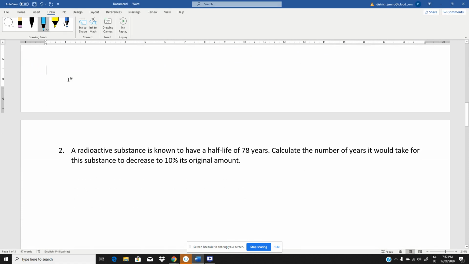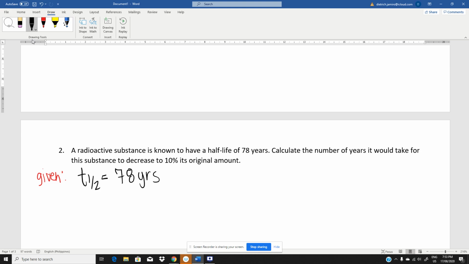For decay in radioactive substances, our second example is: a radioactive substance is known to have a half-life of 78 years. Calculate the number of years it would take for this substance to decrease to 10% of its original amount. So we are given that our half-life is equivalent to 78 years.